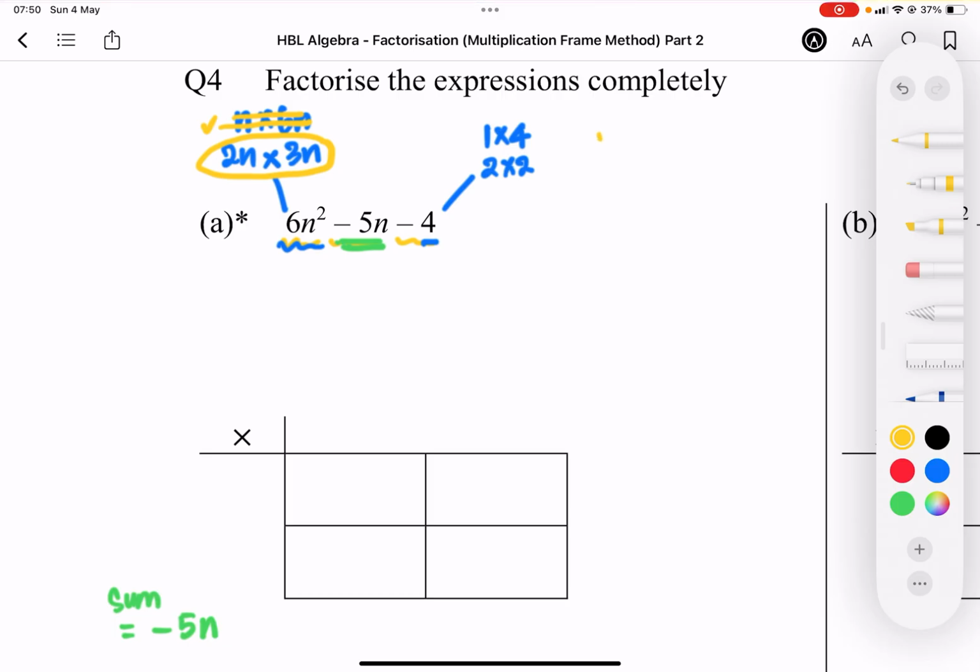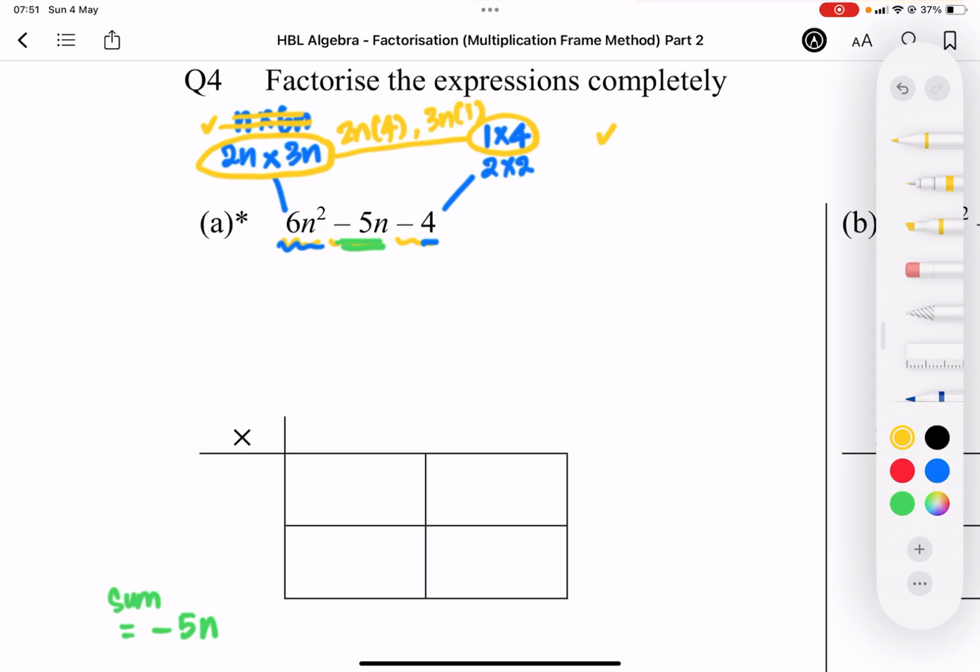Next, we have 2n times 3n. Let's test with 1 times 4. 2n go with 1 and 3n go with 4. We will get 2n and 12n, which will not give us 5n. If we have 2n go with 4, giving 8n, and 3n with 1, giving 3n, we have a chance of getting 5n. So let's put it down first. 2n go with 4, and 3n go with 1.